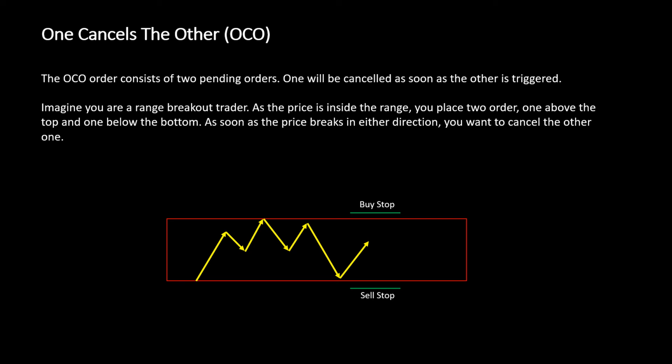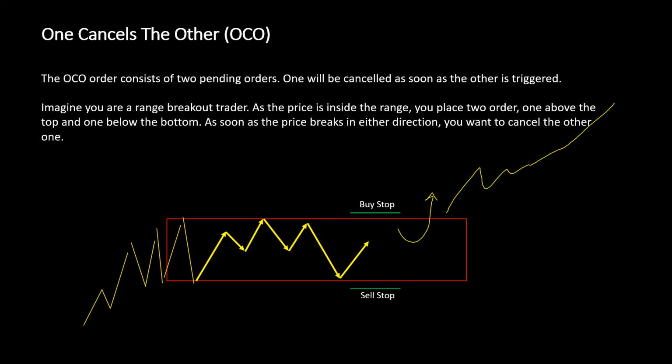This order consists of two pending orders basically. Okay, now look how it works. One will be cancelled as soon as the other is triggered. Imagine you are trading range breakouts. Okay, very popular trading strategies. Once there is a consolidation, let's assume the market is moving in some trend and entered a range. So you can basically prepare yourself. If it breaks above this range, I assume the market continues all the way up. If it reverses on me, then maybe the trend changes.